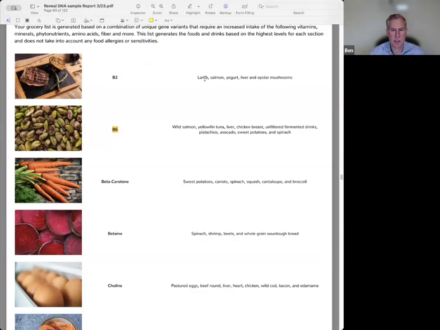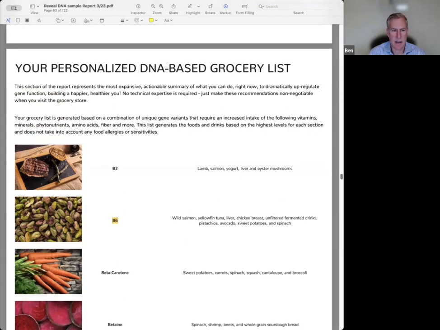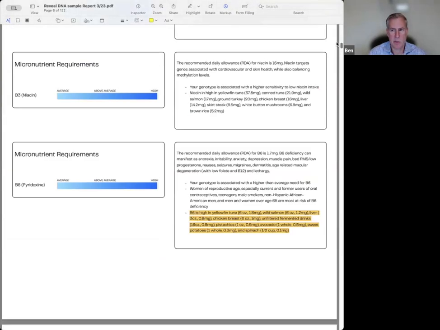again, high sources: lamb, salmon, yogurt, liver, oyster mushrooms. These are not the only sources. These just happen to be very rich in B2. And if people are consuming these types of foods or making a choice at a restaurant or at home, oh, you're going the chicken tonight or the lamb, maybe get the lamb or the salmon. Consume yogurt, liver, oyster mushrooms, and liver in any capacity. So this could be liverwurst and pate and any way you want to get it in you.